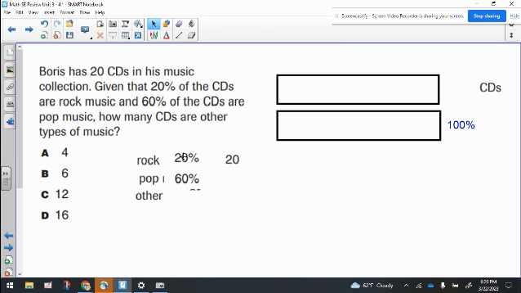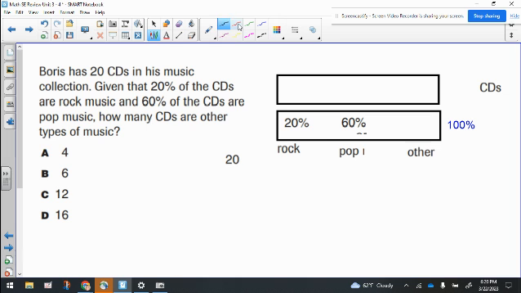Now if we have all of something, we have 100%. So they're talking about 20% being rock, 60% being pop, and then we have another chunk that's other. So if we break up the chunks, I'll color code this. So 20%, that's like 1/5. And 60% would be most of it, but we still have a little piece that's left.